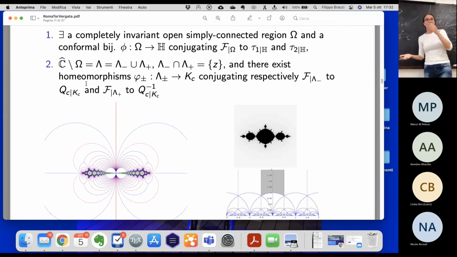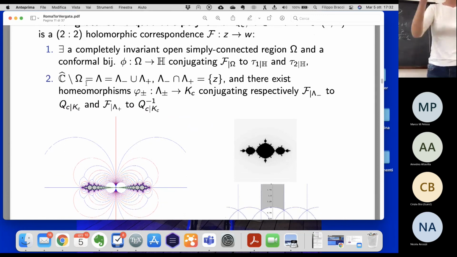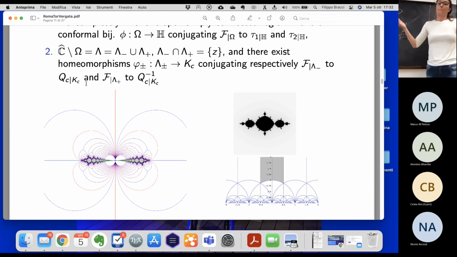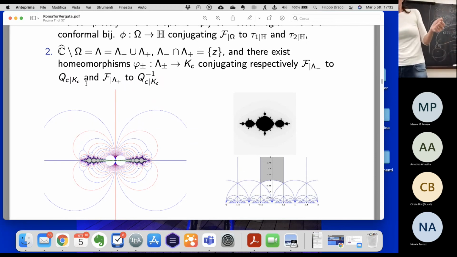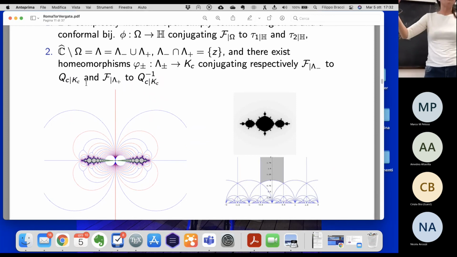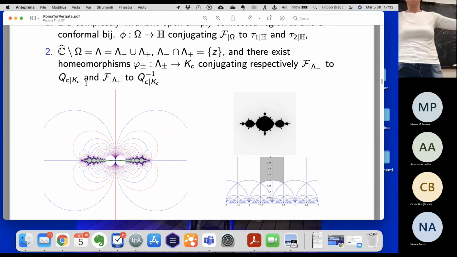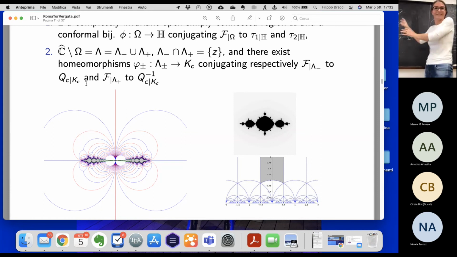Shaun Bullett and Chris Penrose, seeing these pictures, believed yes, and they gave a definition of a mating between a quadratic polynomial and the modular group, which is a 2-2 holomorphic correspondence. This is because if you want to write the modular group as a correspondence, it is a 2-2 correspondence. So if you want something that on an open set behaves like the modular group, you had better keep at least the 2-2.